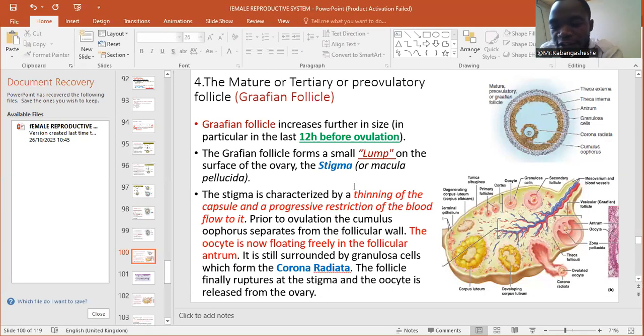So we're saying out of those 15 to 20 follicles that were initially stimulated by follicle stimulating hormone, only one will reach this stage of maturation and eventually be stimulated by luteinizing hormone to undergo ovulation. Okay. So those are the stages under which a primordial follicle will pass through under the influence of those two hormones being produced by the anterior pituitary gland. That is luteinizing hormone and follicle stimulating hormone.